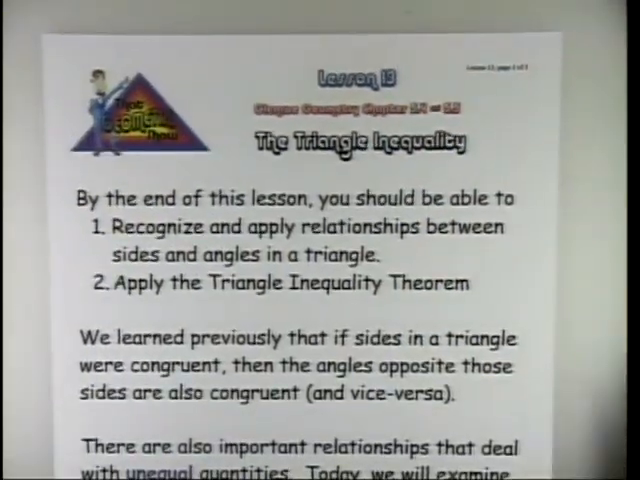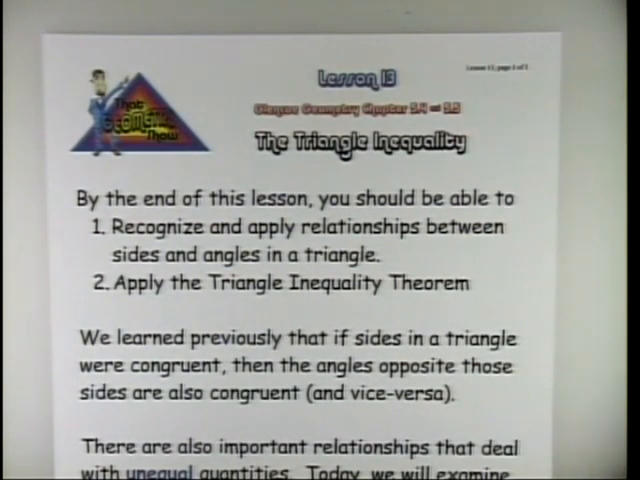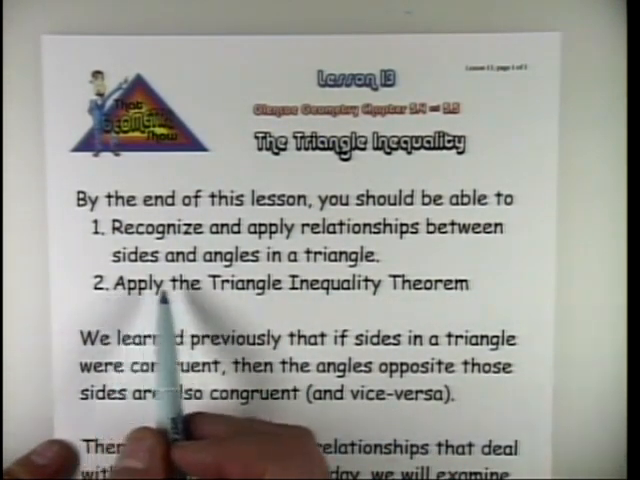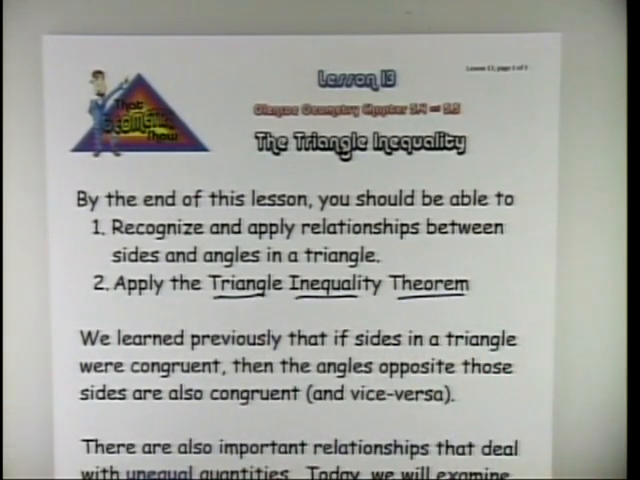Lesson 13, lucky number 13. It's going to correspond with your Glencoe Geometry chapters 5.4 and 5.5, all about the triangle inequality. By the end of this lesson, you should be able to, number one, recognize and apply relationships between sides and angles in a triangle, and number two, apply the triangle inequality theorem. Big theorem. Big voice. All right.